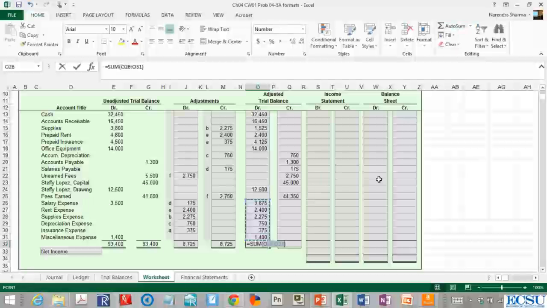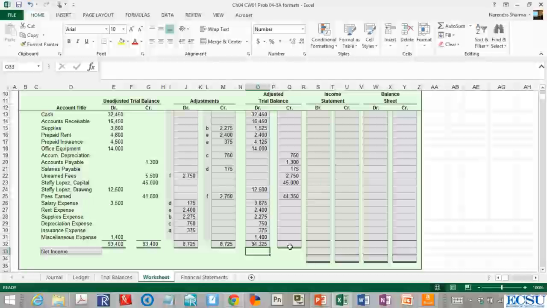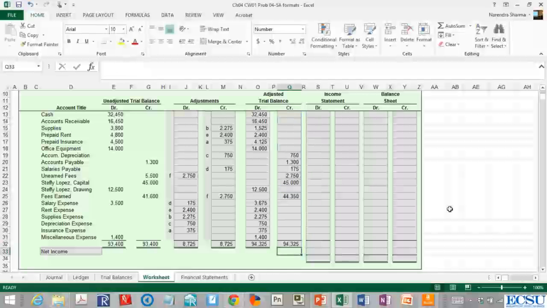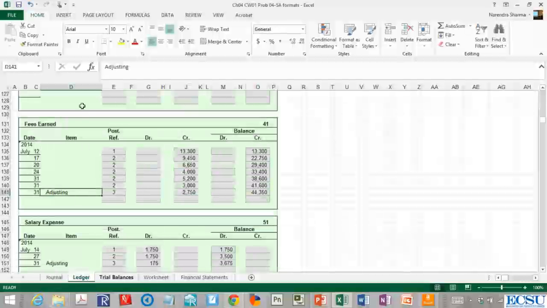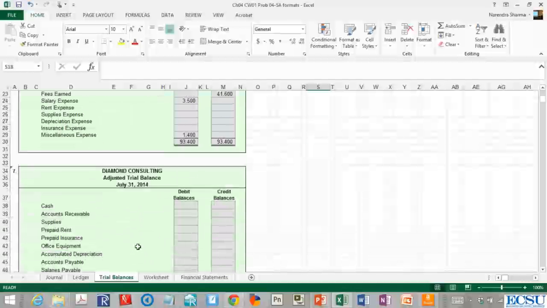So let's sum them up. If we sum them up, we get 94,325, and 94,325 should be on the credit side as well. Yes, we get the same total. So we have journalized the adjusting entries, and then we posted these adjusting entries into the respective ledgers. Then we completed the worksheet. Now I can use the information from the worksheet and then complete the trial balance, that is the adjusted trial balance.